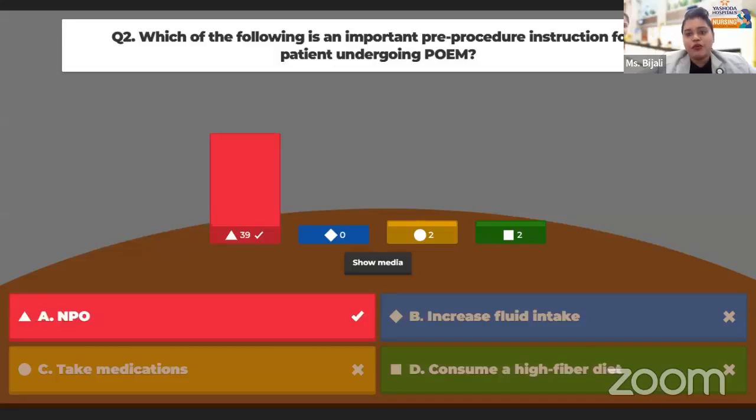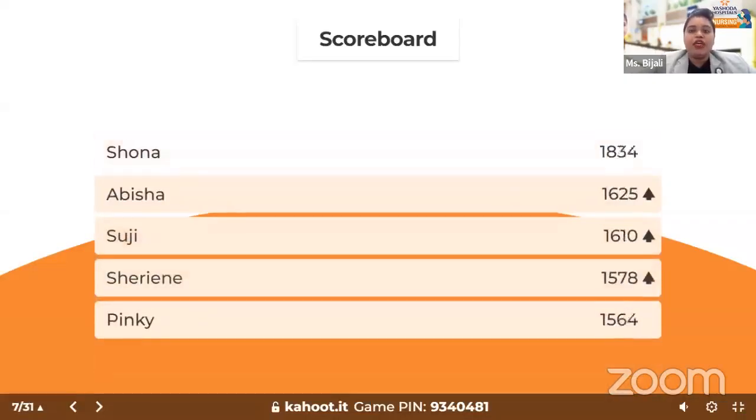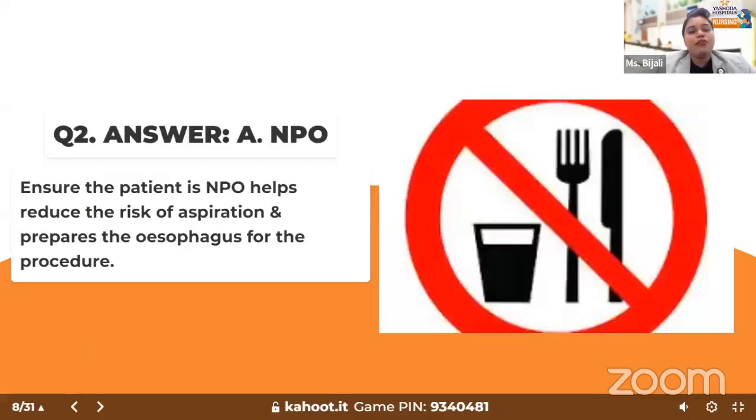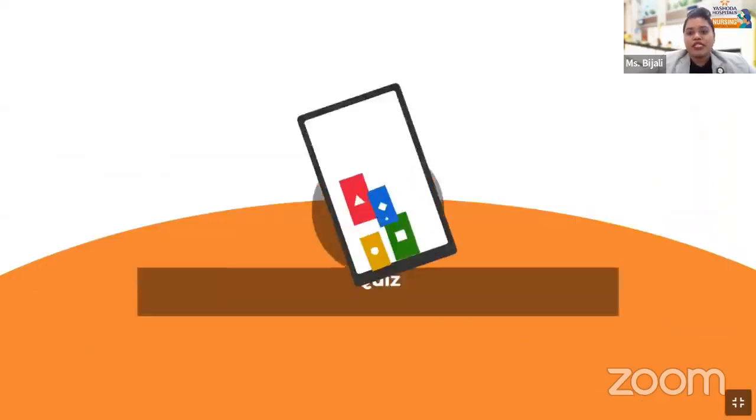So let's see the scoreboard. So here we have Shona on the top, good. So keep going. And Abhisha on the second, great. Next, Suji on the third. So keep doing it. So here we have the rationale. Ensuring the patient is NPO helps reduce the risk of aspiration and prepares the esophagus for the procedure. So next we see the next question.